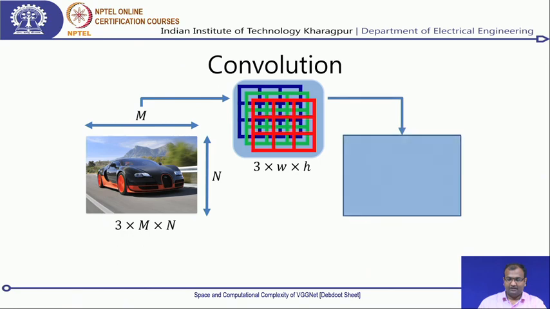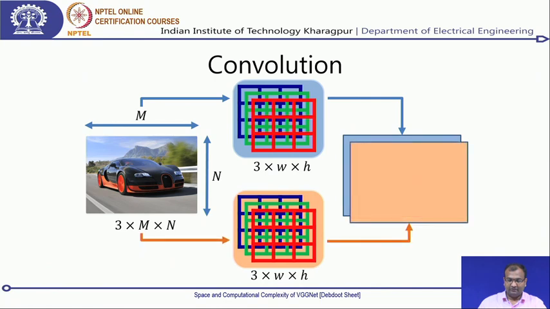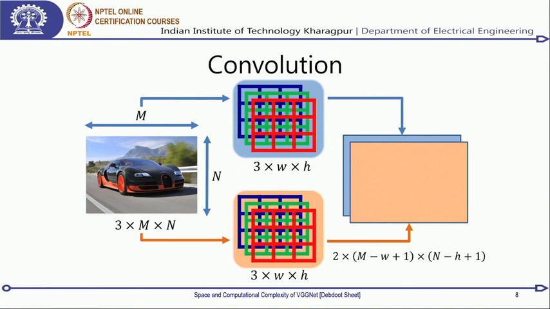Now, if I convolve, I get one of these outputs. I can take another kernel which also has the same number of channels and same width and height, and I get my next output. So, here the total number of kernels is 2. I can have k number of kernels. In that case, the output size becomes k cross m minus w plus 1 cross n minus h plus 1.